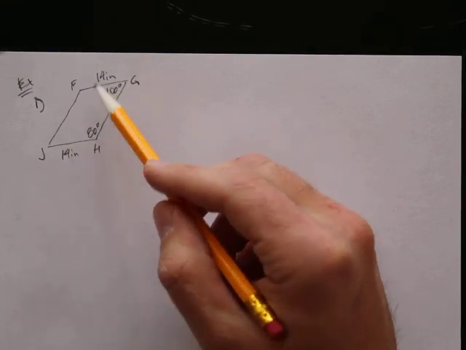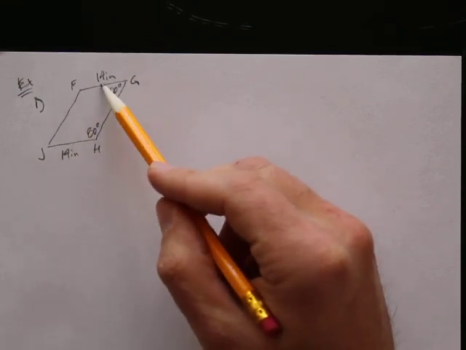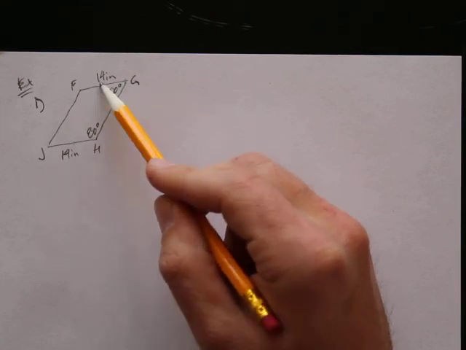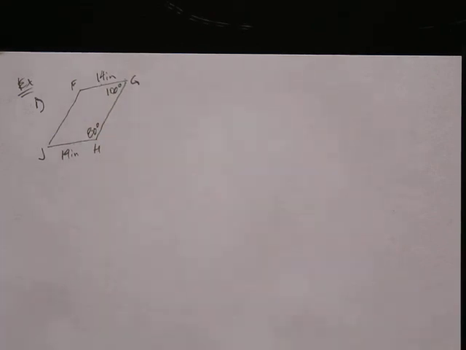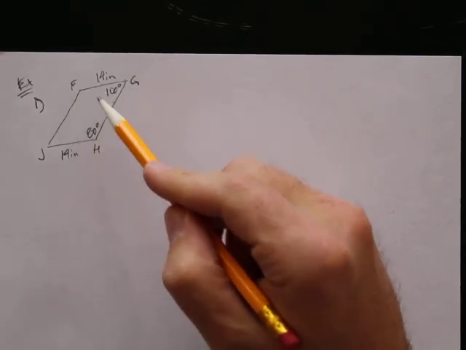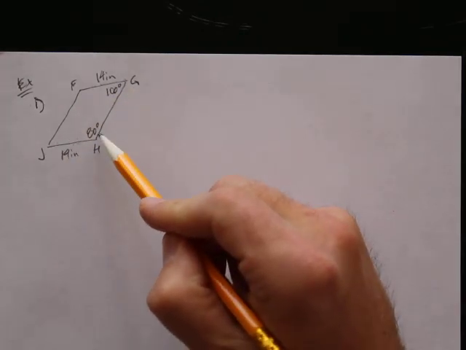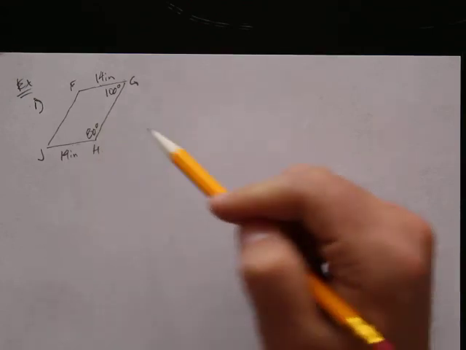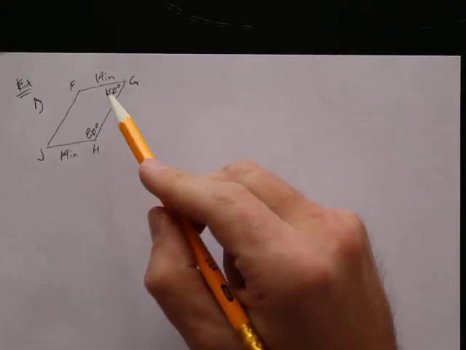We can see right off the bat that these two opposite sides are congruent, but that's not enough to say this is a parallelogram. If these two sides are congruent, then we need to somehow prove that they're parallel as well, and then we can say this is a parallelogram.